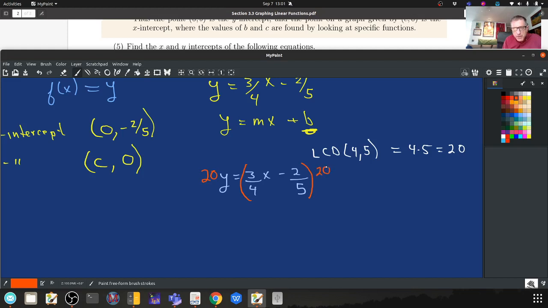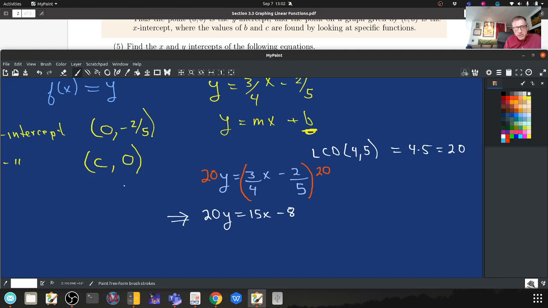You have to multiply the entirety of the right-hand side by 20. So that's going to give me 20y is equal to 20 divided by 4 is 5. So 5 times 3x is 15x. 20 divided by 5 is 4, and 4 times minus 2 is minus 8. Wow, isn't that much nicer? Wouldn't you much rather work with an equation like this?